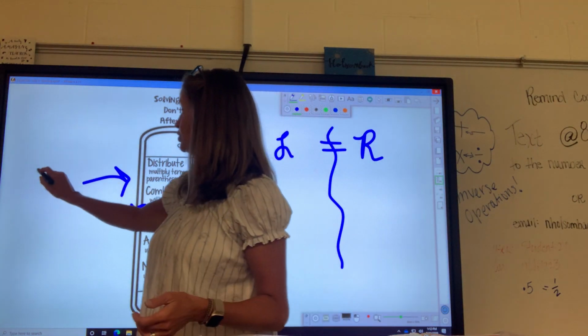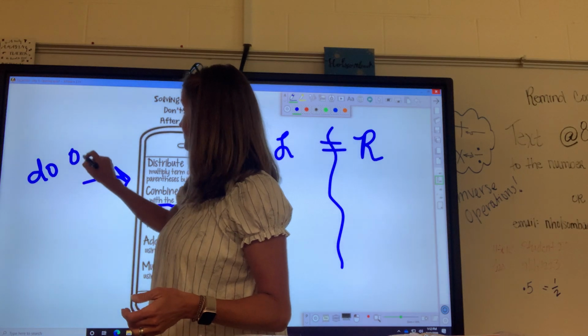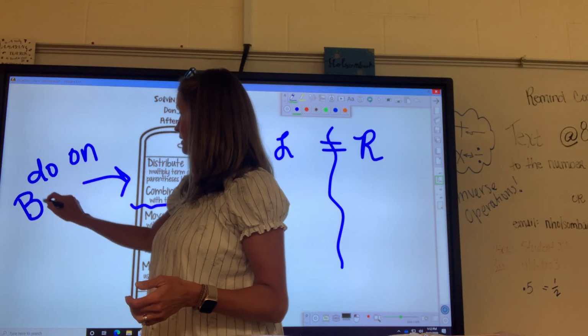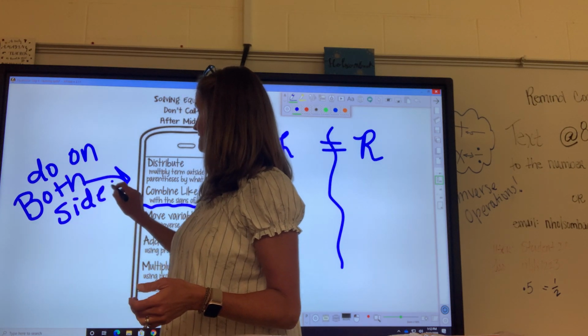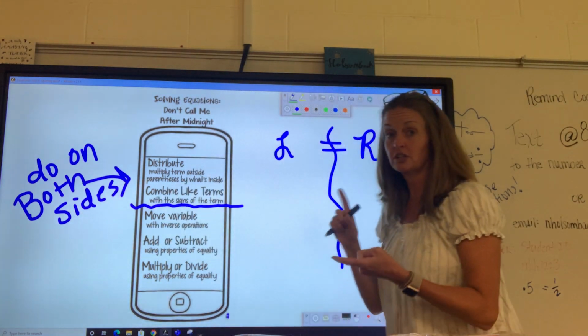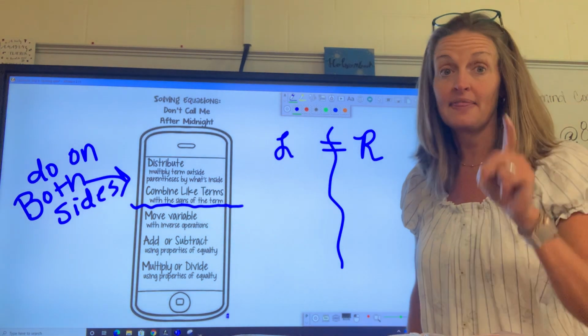You are going to do that on both sides first. You're going to distribute and then combine like terms in that order.